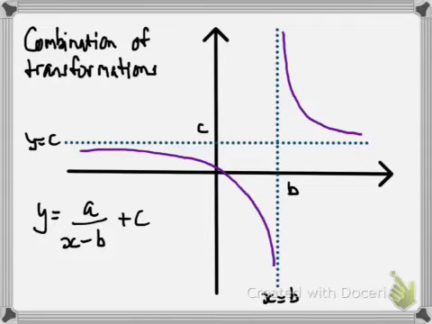So you can see there the combination of transformations. The dilation factor, the left-right shift, the up-down shift from the original graph. The original graph sits on the axis, and the graphs can then be moved.